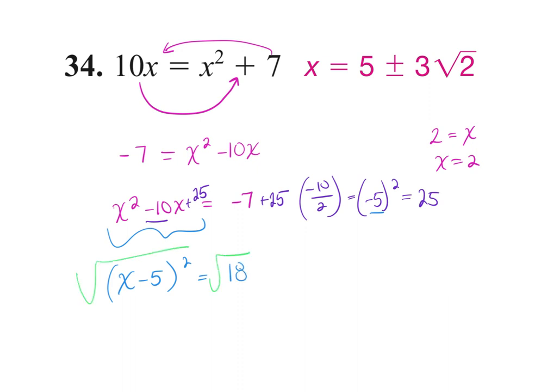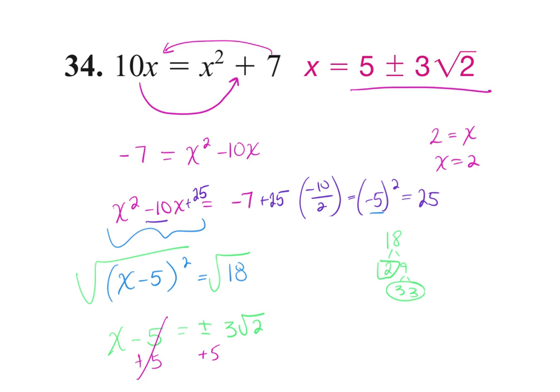Square root both sides. Remember that 18 can simplify. The 3 comes out, the 2 stays in. So on the left, I have x minus 5. On the right, I have positive or negative 3 square root of 2. And then my final step is just to add that 5 over. Since it cannot combine, that's how I end up with the 5 plus or minus 3 square root of 2.